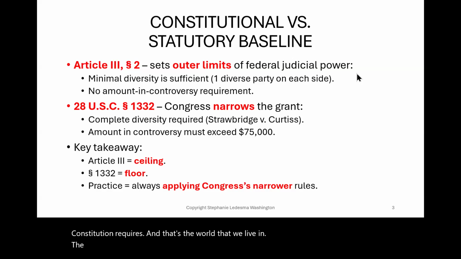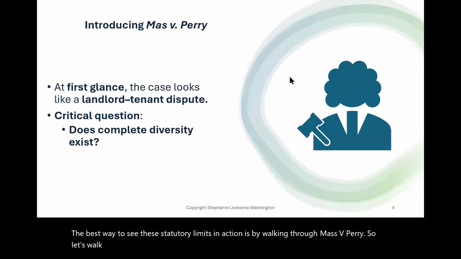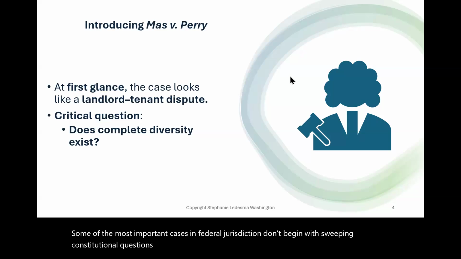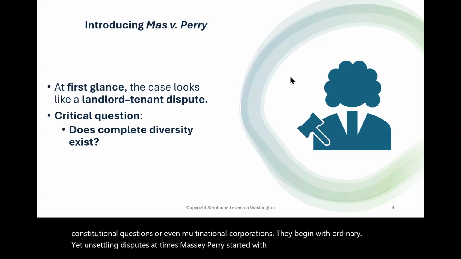The best way to see these statutory limits in action is by walking through Moss v. Perry. So let's walk through Moss v. Perry. Some of the most important cases in federal jurisdiction don't begin with sweeping constitutional questions or even multinational corporations. They begin with ordinary, yet at times unsettling disputes. Moss v. Perry started with a landlord secretly spying on his tenants.